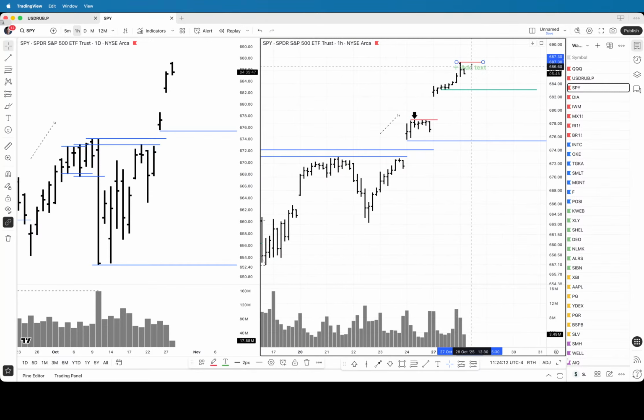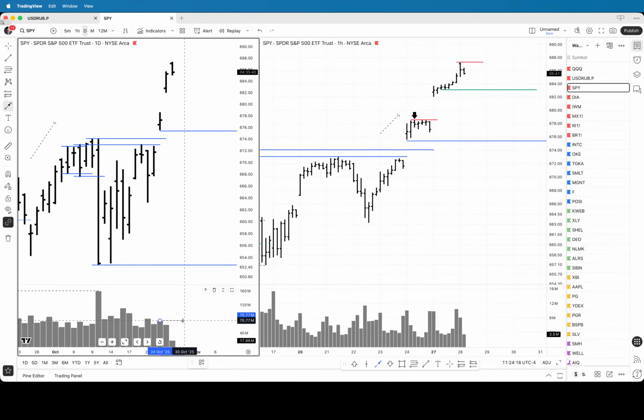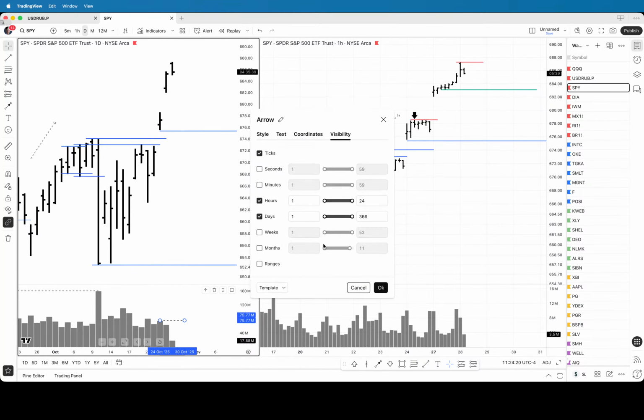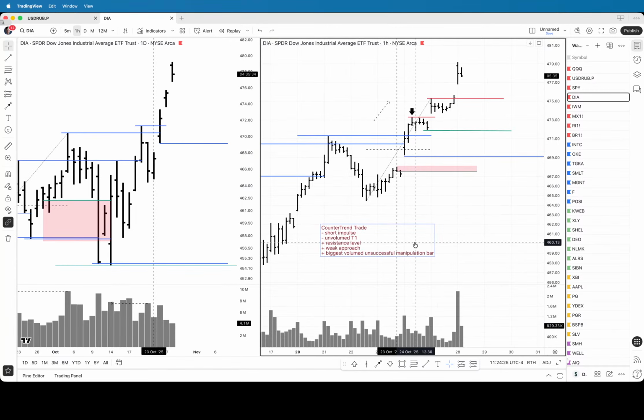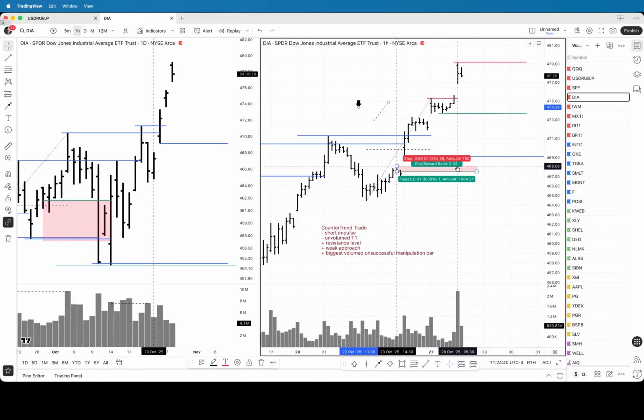Yeah, it just grinds higher. I was so wrong here. This is interesting though.